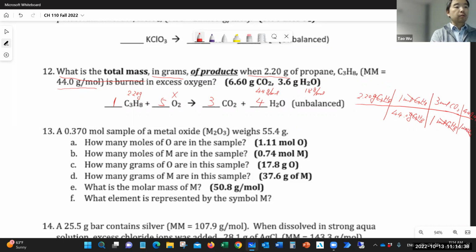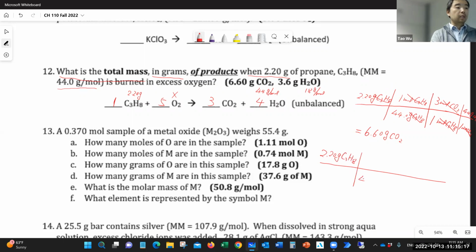Now moles of CO2 are canceled, and this setup gives you the grams of CO2. If you do the calculation, the result should be 6.60 gram of CO2. Then we do the same thing to figure out the grams of water. Again, we have 2.20 gram of propane. Sorry, 2 gram of propane. You're doing the same thing.